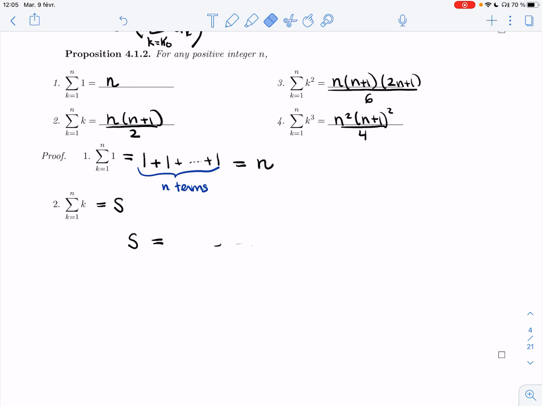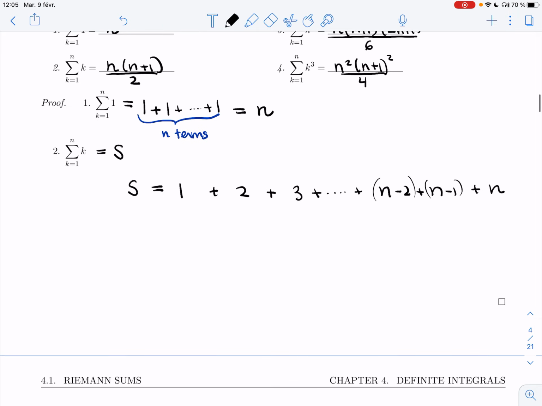I'm going to write this bigger, and you'll see why. So I'm going to write 1 plus 2 plus 3, and then n minus 2, n minus 1, plus n. At this point, you're thinking she's just using more space than she needs.